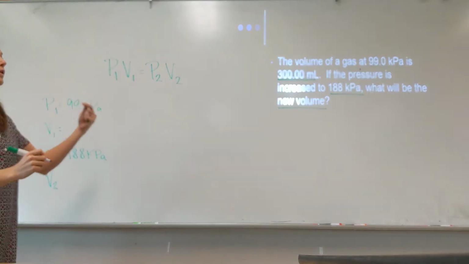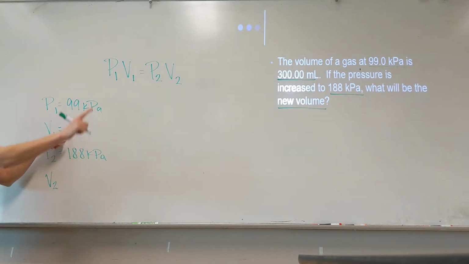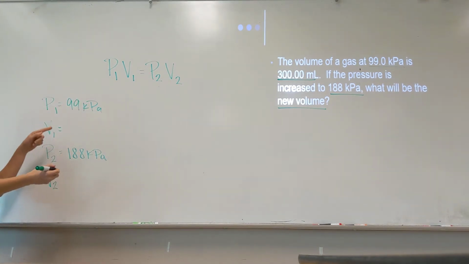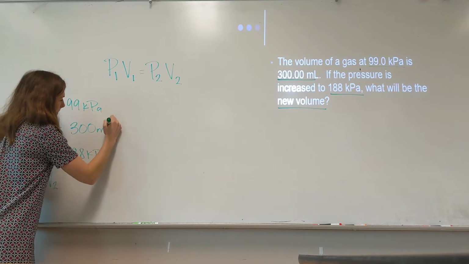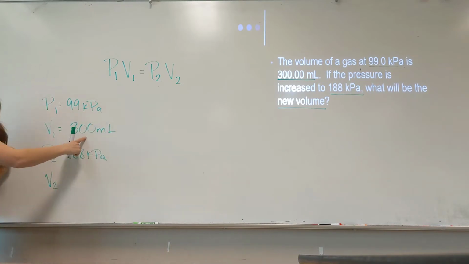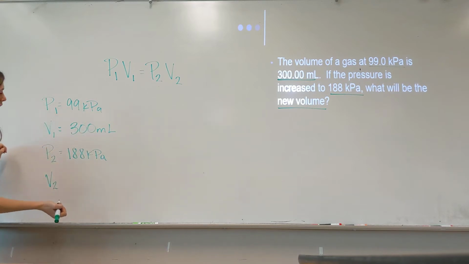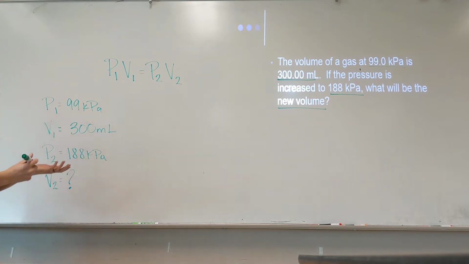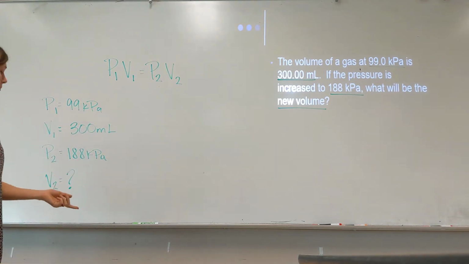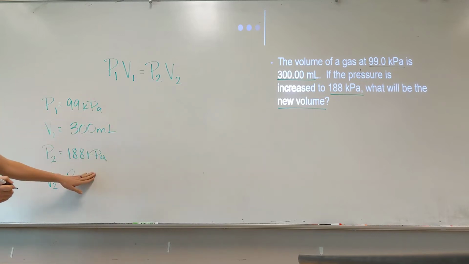V1 is going to be the volume where it's held at my P1, 300 milliliters. I do not need to convert that to liters. As long as it's in a volume, I'm good to go. All right, I am solving for V2. It asks me what is the new volume. New volume is V2. All right, so I have all my variables right now.